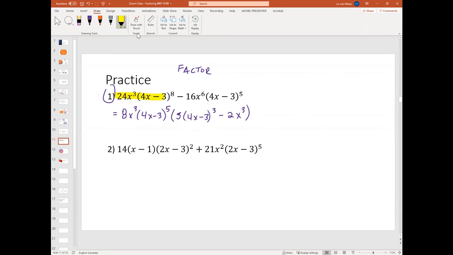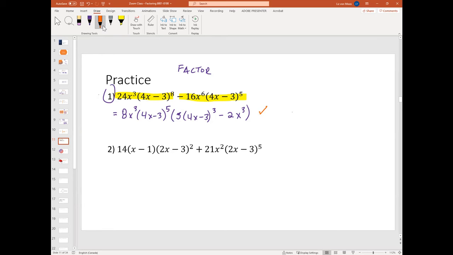And so I just said, here's one term, here's the other. What do they have in common? I looked at the numbers 24 and 16. I looked at the x's, x to the power of 3, x to the power of 6, and then finally the factor 4x minus 3. There were 8 of them in the first term and 5 of them in the second term. This particular question I am calling done.